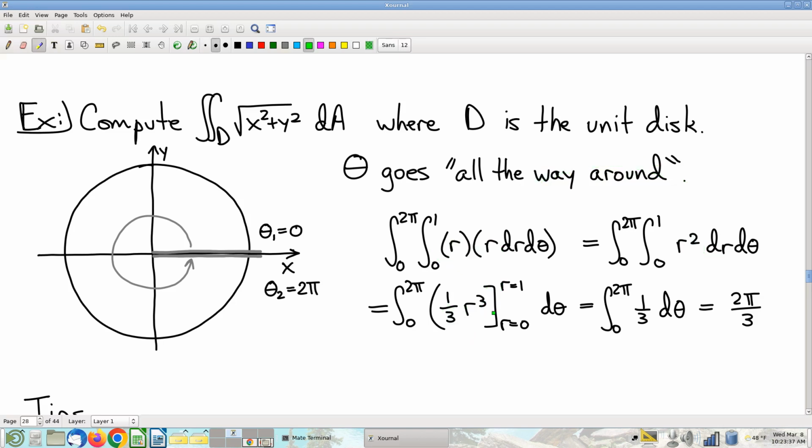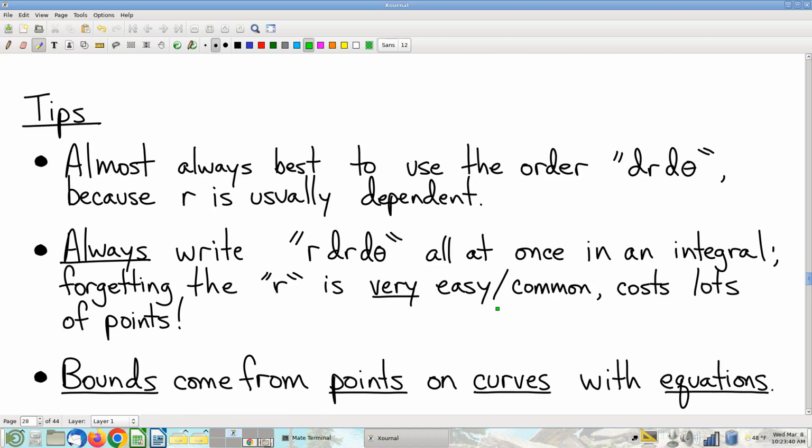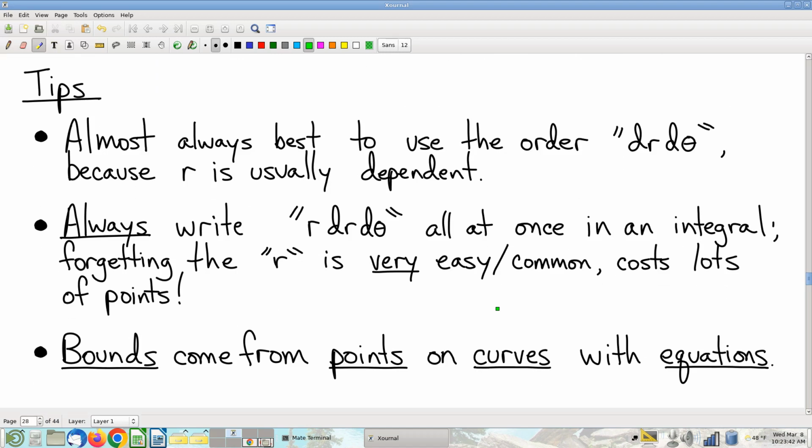Okay. All right. So again, we're going to do a bunch more examples. A couple of tips and tricks. Pretty much always, I hesitate to say always, but pretty much always, dr d theta is the order to use. I can manufacture weird examples where d theta dr is actually preferred. They're pretty weird manufactured examples, though, and so I'm going to say this is hardly worth our time to deal with and to worry about. So for practical purposes, just always do dr d theta.